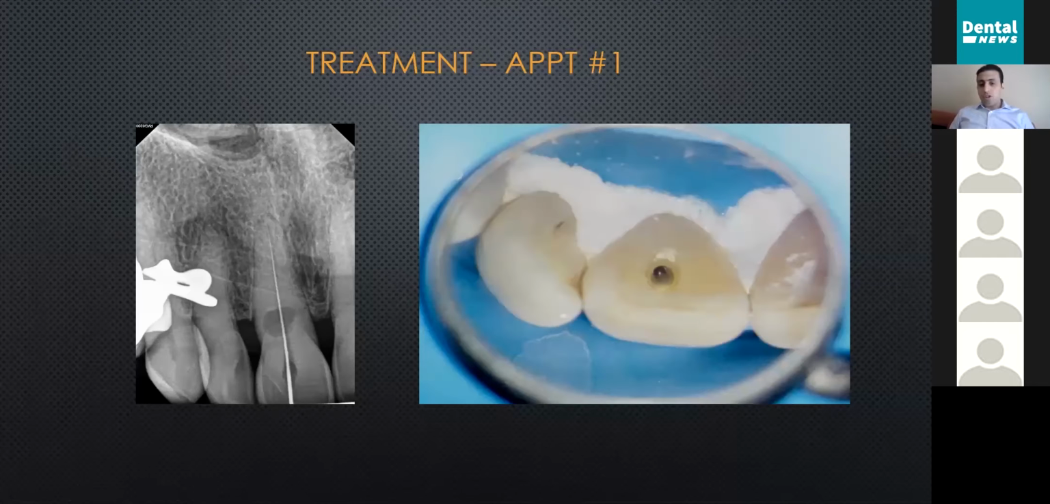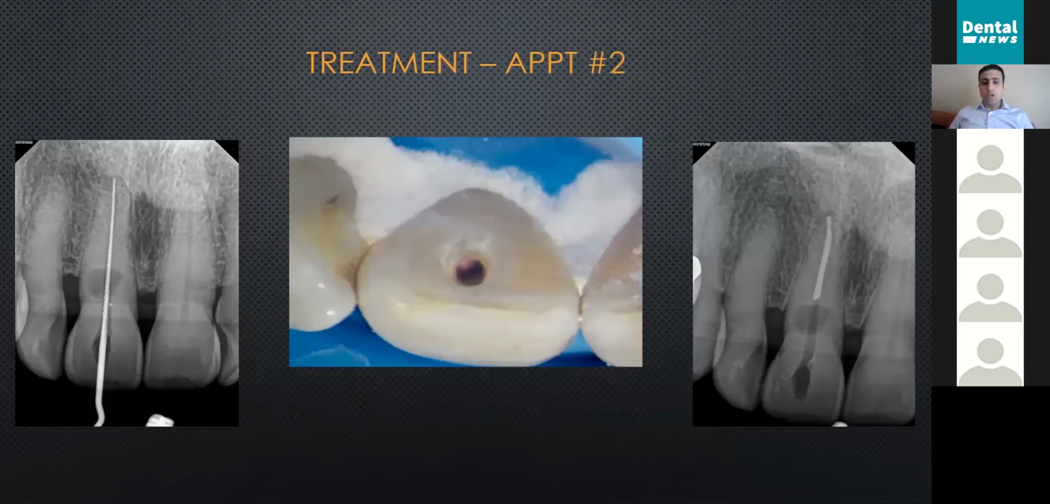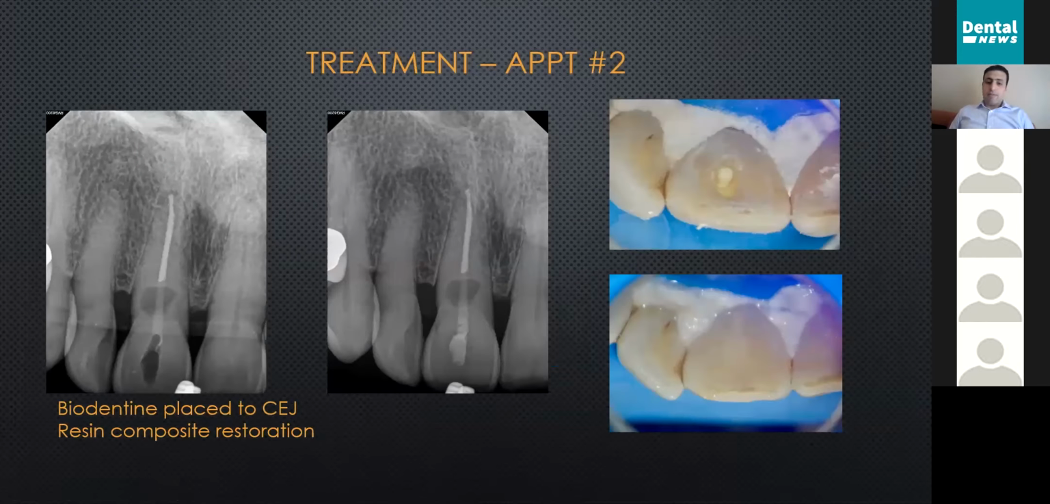Calcium hydroxide intracanal medication was used. And then the obturation for the apical part was gutta percha, and then Biodentine was used on top of that. And the tooth was restored. And then the patient comes back for the surgical intervention.